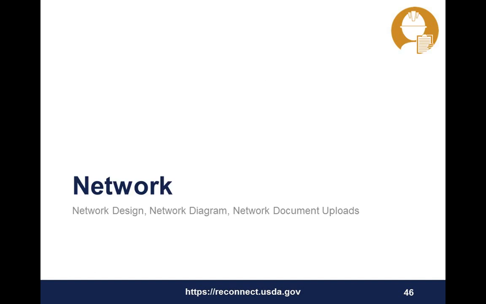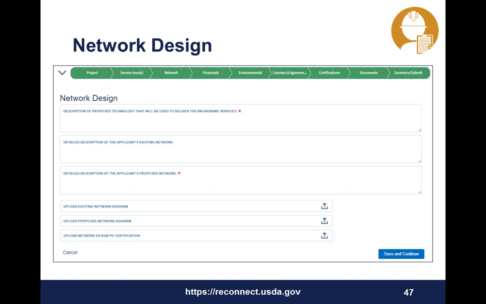Once the service area or areas have been mapped, applicants should prepare and complete the network section of the application, starting with the network design subsection. Here, applicants will provide a brief description of technologies to be deployed for the project, the proposed or, if applicable, existing network, and upload the required network design diagrams and network design PE certification.